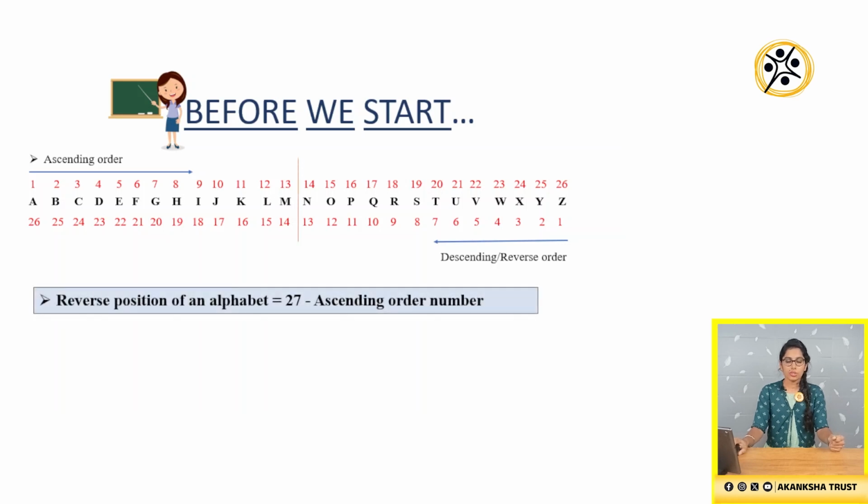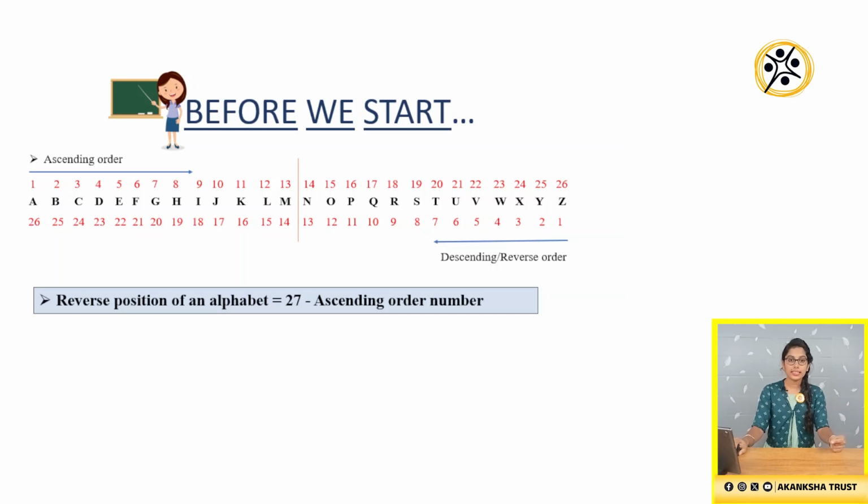Next, there is one small trick you can follow. If you can remember the ascending order, or the position of each alphabet, then the reverse order is very easy. So what is the formula? The reverse position of an alphabet is nothing but 27 minus the ascending order number.